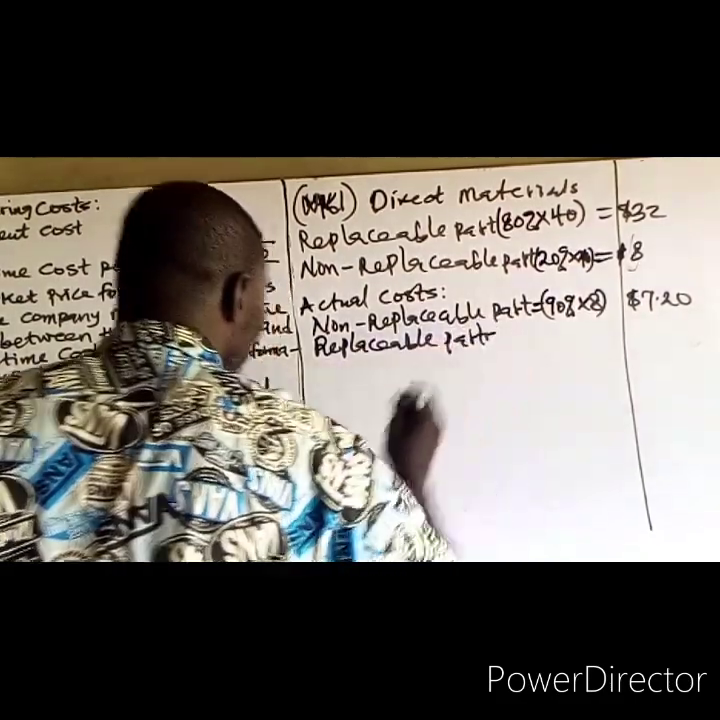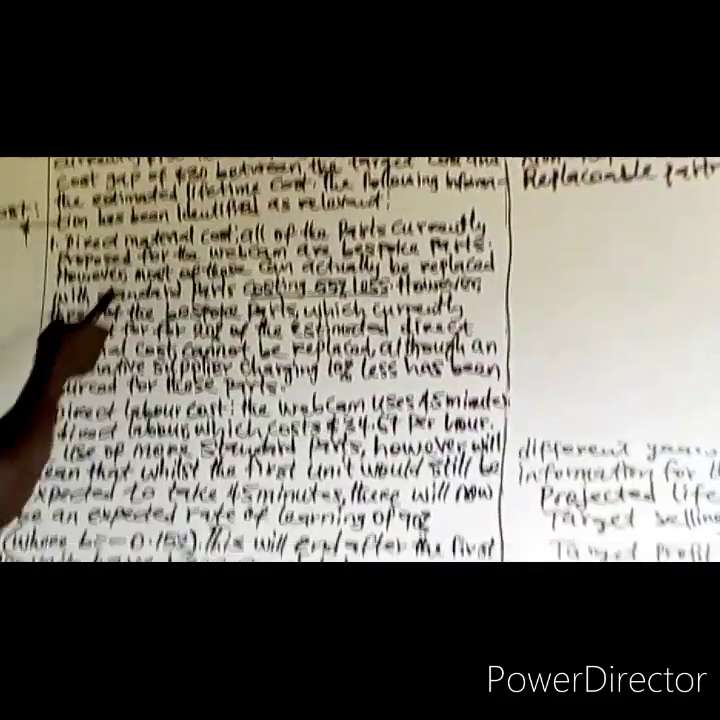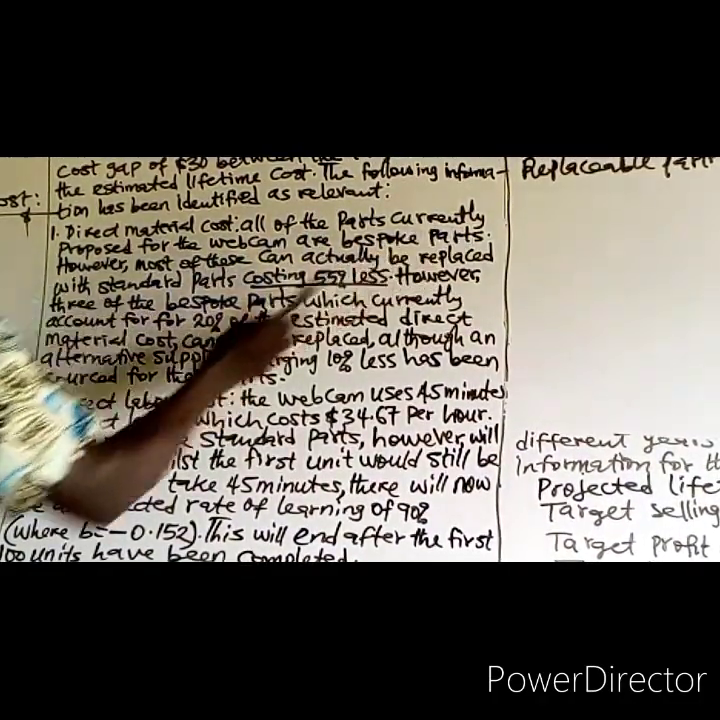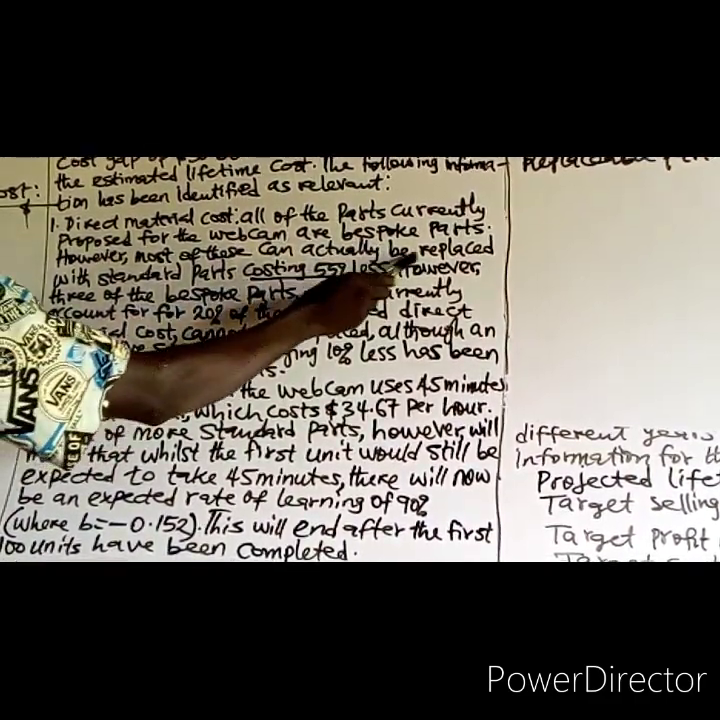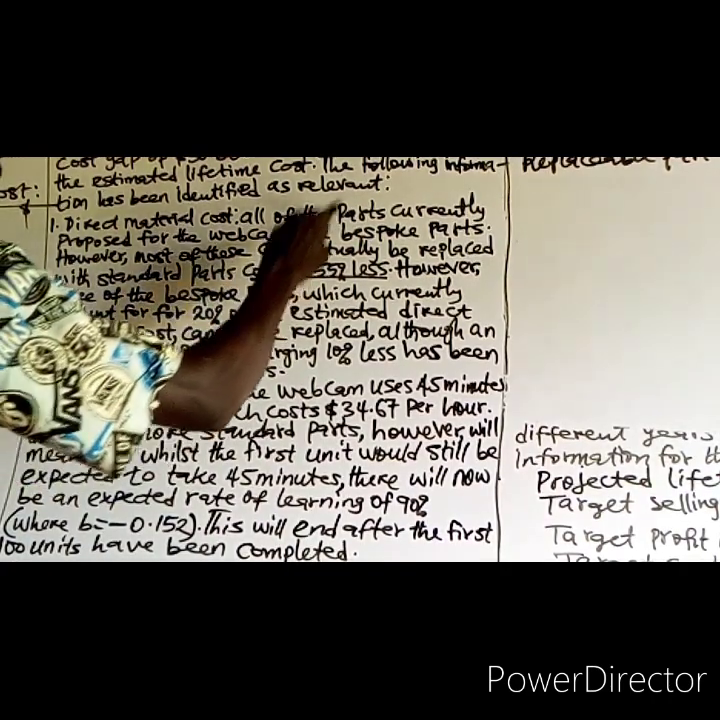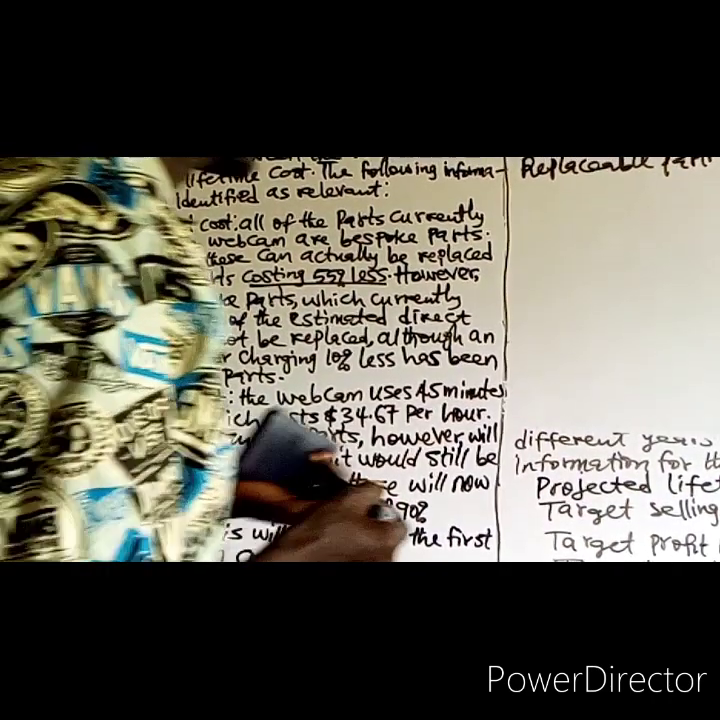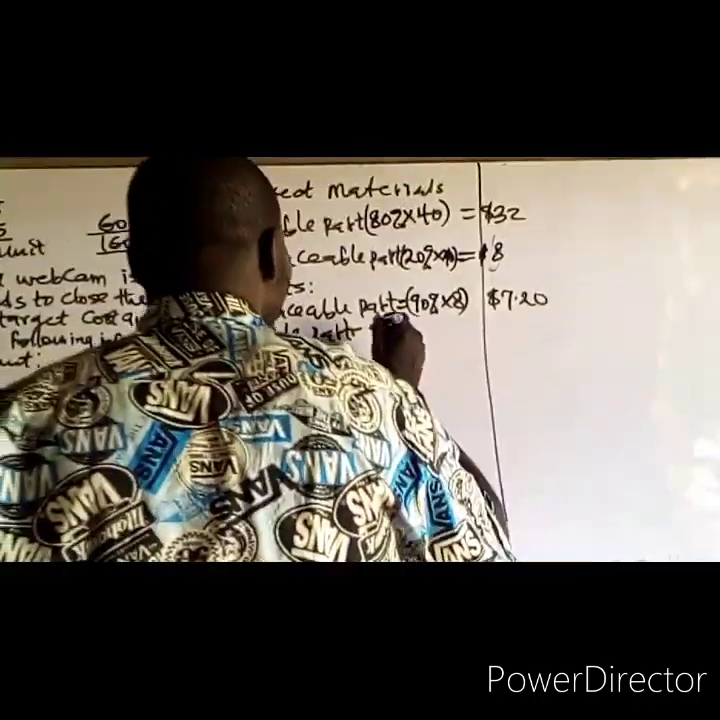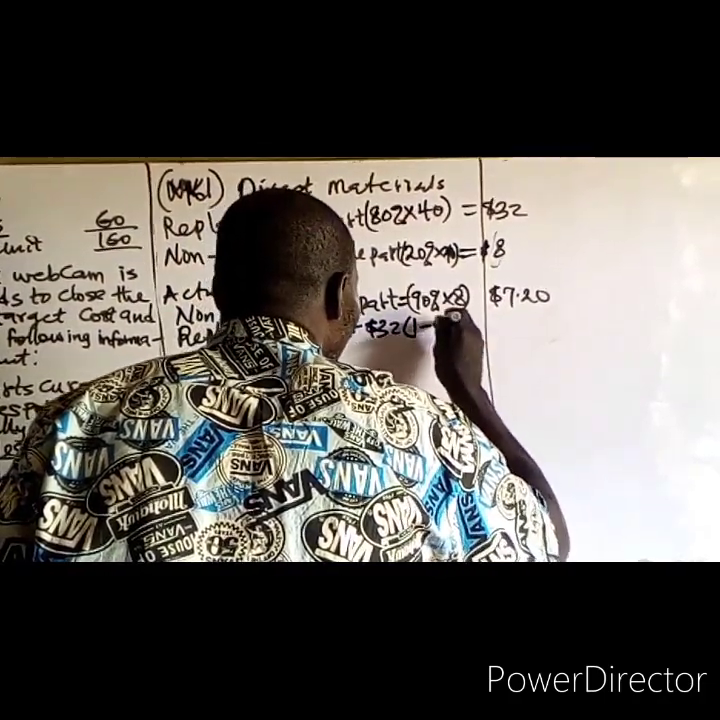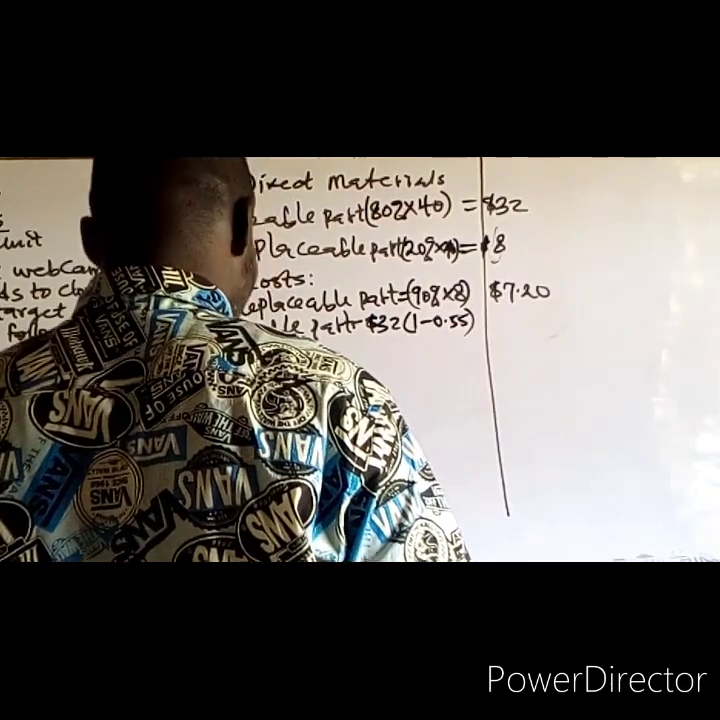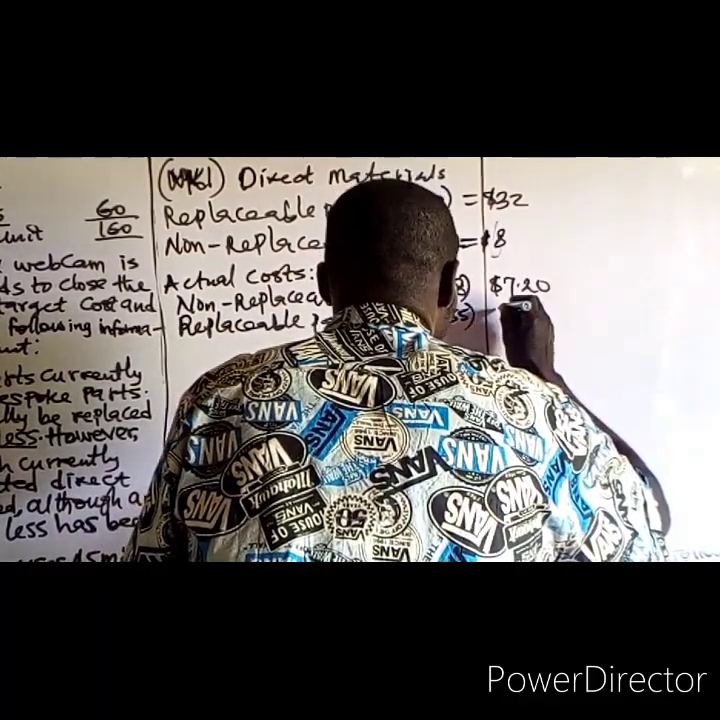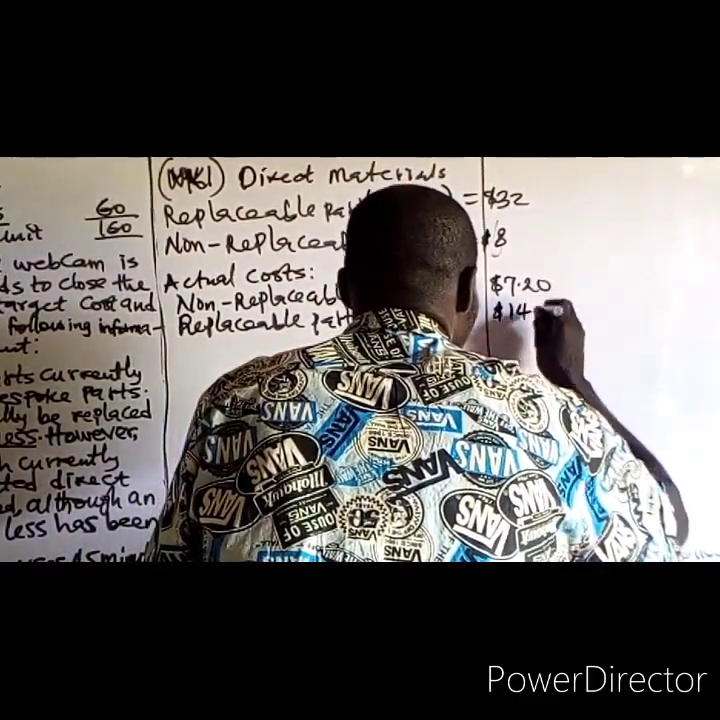Then for the replaceable part, direct material cost. All of the parts currently proposed for the webcam are bespoke parts. However, most of these can actually be replaced. The replaceable part is 80%, with standard parts costing 55% less, and that is estimated to be $32. If it is 55% less, we have 1 minus 0.55, which gives us 45%. 45% of $32 gives the actual cost of the replaceable part, which is 14.40.